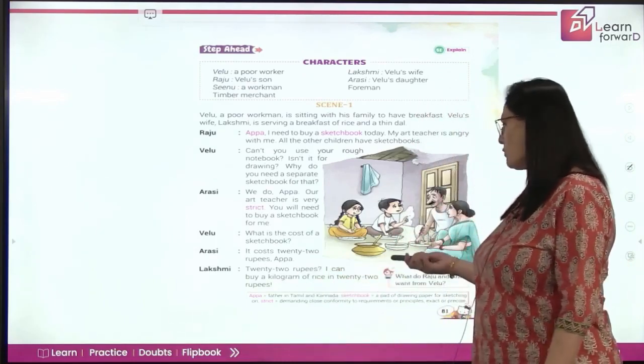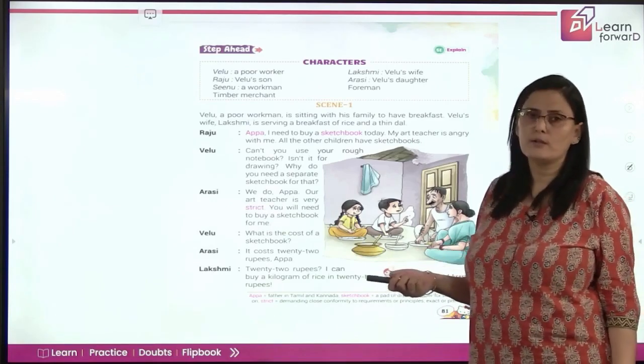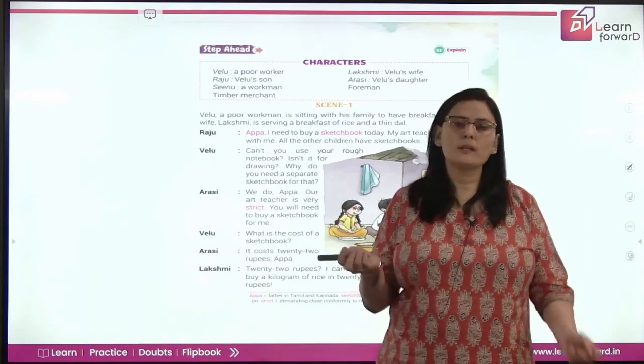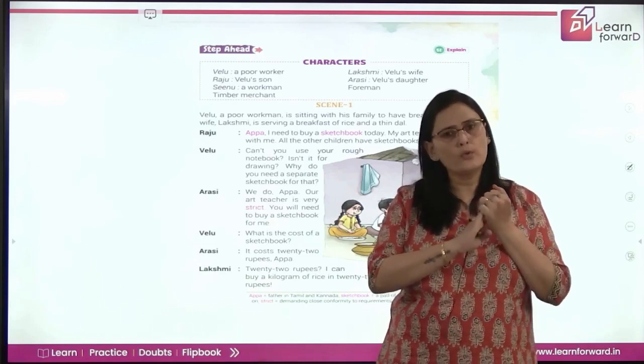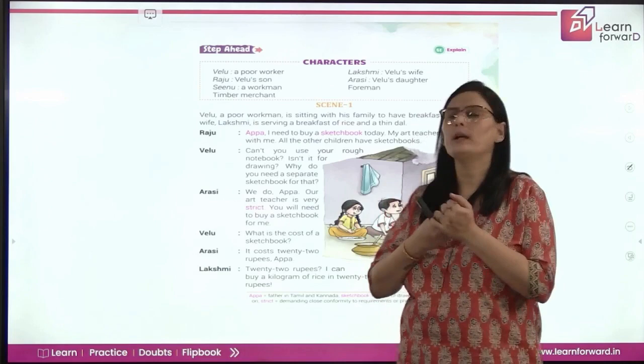Lakshmi: 22 rupees. I can buy a kilogram of rice for 22 rupees. So they were so poor that Lakshmi compared it with food, that you will get one sketchbook for 22 rupees, but I can get 1 kg of rice for 22 rupees.